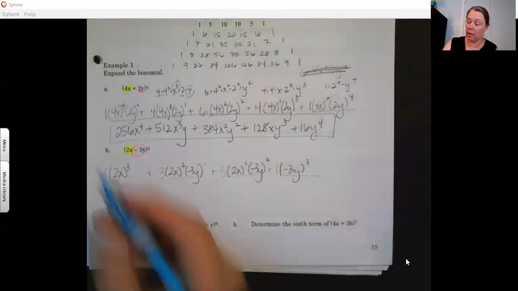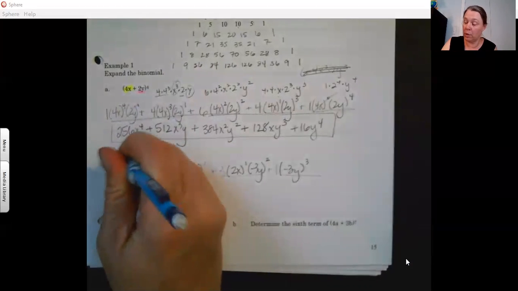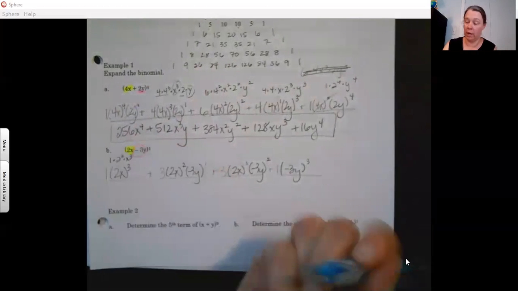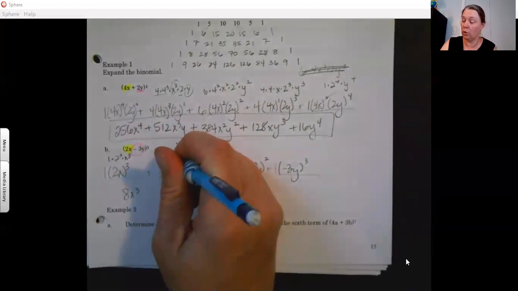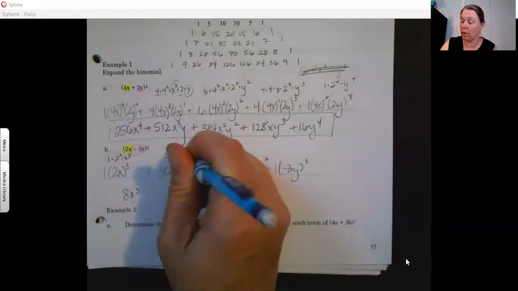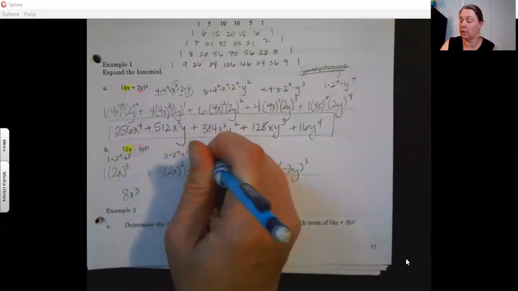So now we're going to expand. So I have 1 times 2 cubed times x cubed. So that's 8x cubed. Here I have 3 times 2 squared times x squared times negative 3 times y.